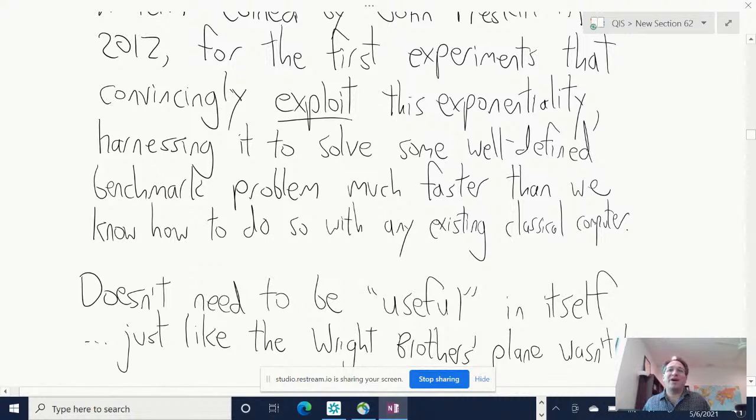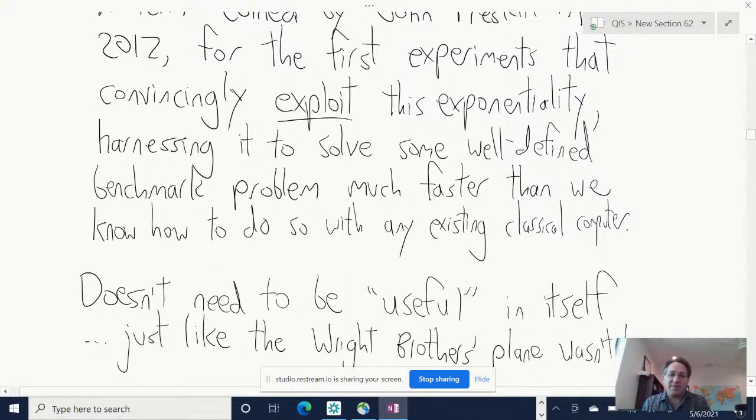The problem that the quantum computer is solving could be a completely useless and contrived benchmark. That is fine, as long as it is mathematically well defined, so that we can judge whether the quantum computer has succeeded or failed at the task.